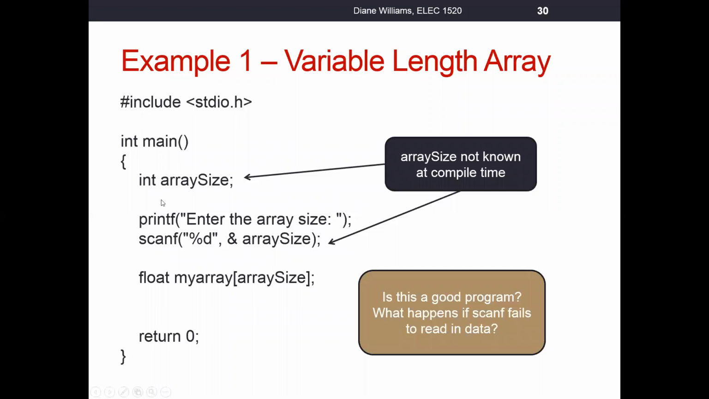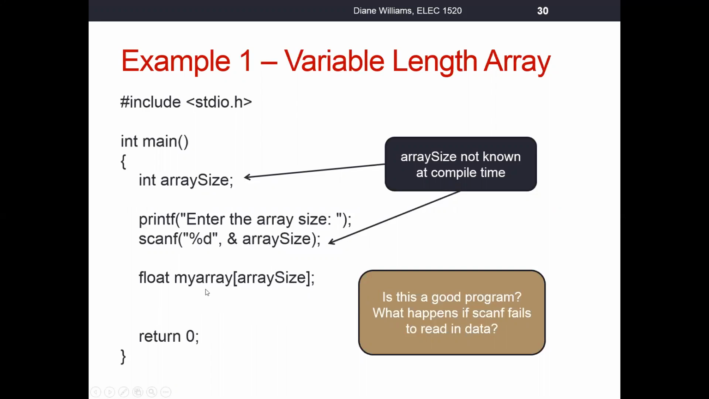Let's take a look at this example. At compile time, notice I've declared array size here. We don't know what's stored in there. There's any kind of garbage stored in there. So we have the user enter the array size, and then we store it in the variable. Then we declare the array size down here. We declare the array using the array size. So I ask here, is this a good program? What happens if scanf fails to read in the data?